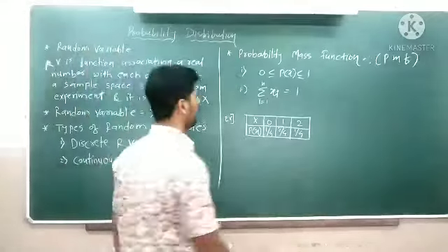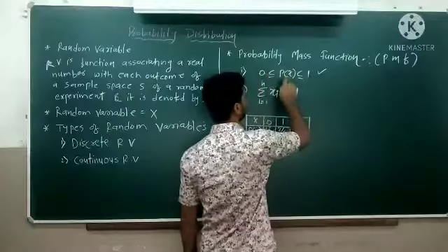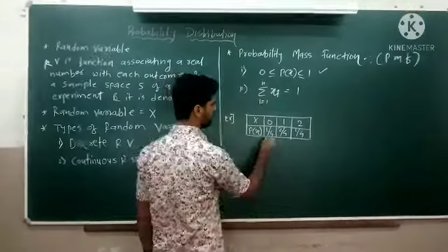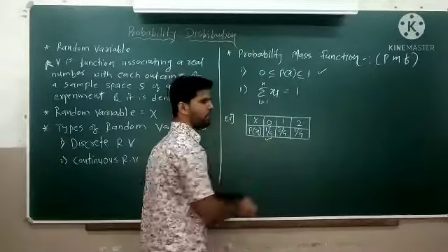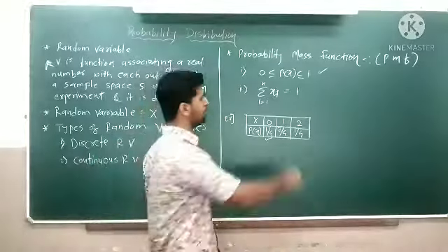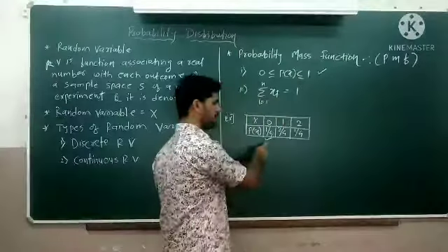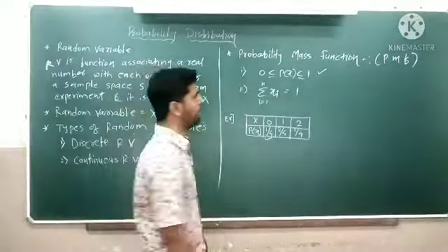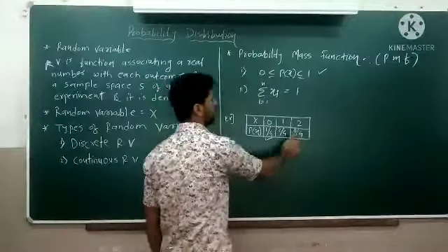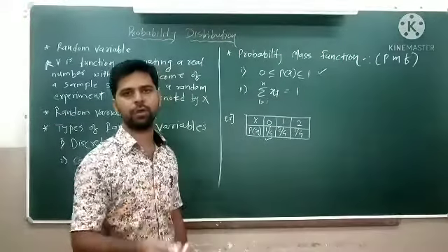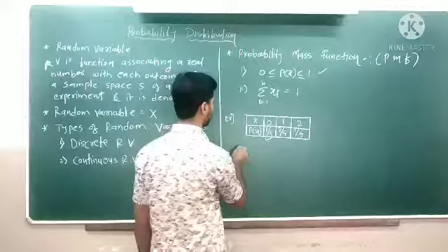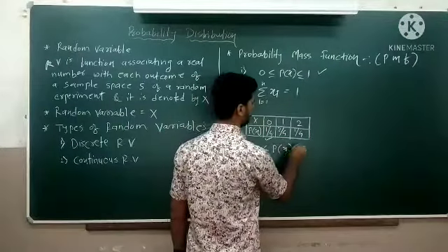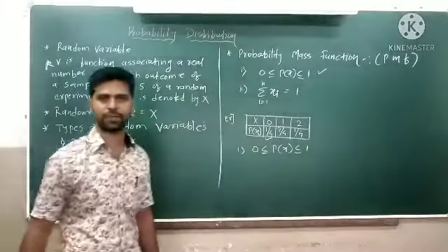So what we'll do, see what is our first condition? Every p of x belongs from 0 to 1. Correct? So if you check first, 1 by 4 is what? 0.25. 0.25 is between 0 to 1. So first is correct. 2 by 4 means 0.5, right? 0.5 is between 0 to 1. And 1 by 4 is 0.25, that is also between 0 to 1. So what we can say, first condition, that every probability belongs between 0 to 1, is satisfied, right?